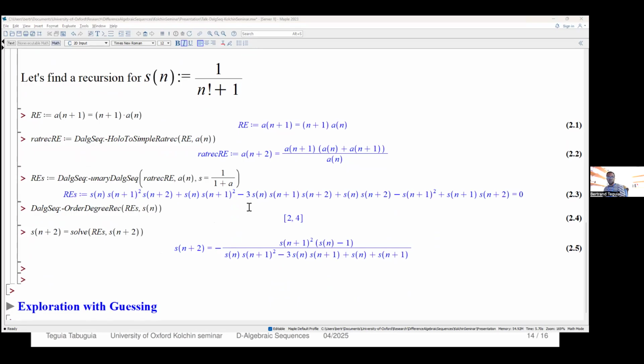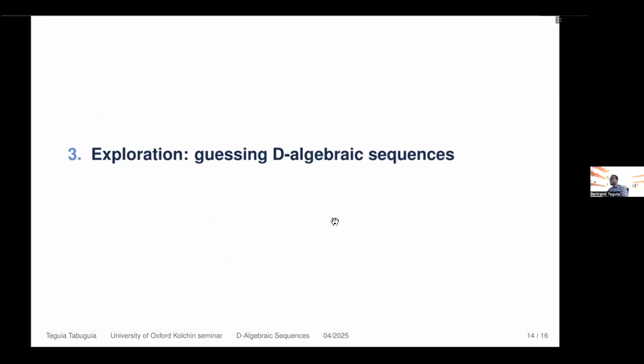Now I want to explore. This is not yet in any paper. It's just an exploration with guessing. Guessing is the kind of construction of an equation given the terms, in this case, the terms of the sequence. You know a few terms of the sequence, maybe up to 10 or 11 or any number. And we want to construct an equation, in this case, an algebraic difference equation for the sequence.